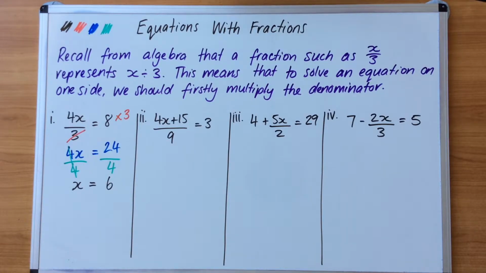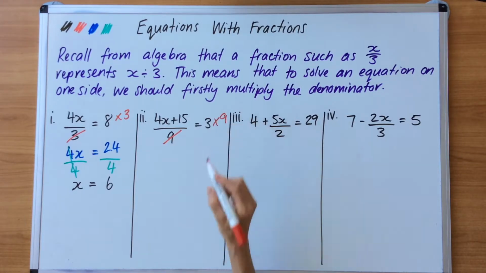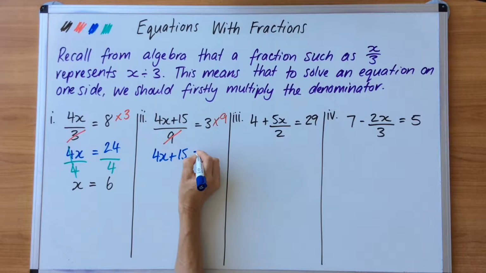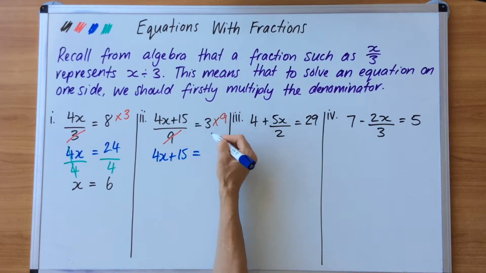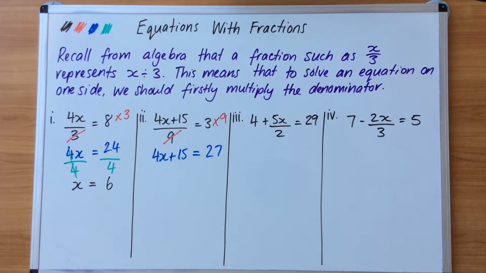Let's take a look at this next question here. It says 4x plus 15 divided by 9 equals 3. And what you can see here is it's division. So the opposite of division is multiplication. So I'm going to cross out the denominator and give it to the other side. From there, we simply drop down the 4x plus 15 because we haven't used it yet. The equal sign, and we solve this here. 3 times 9 is 27.